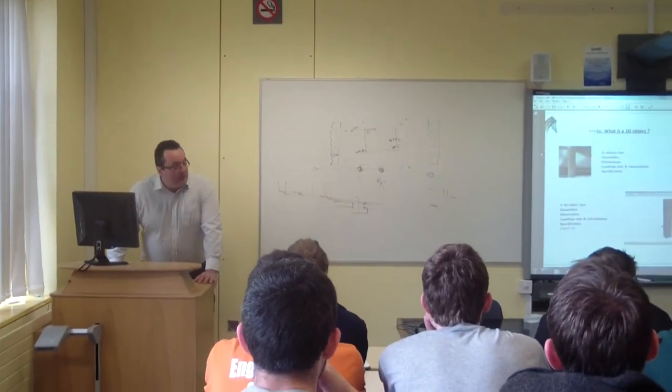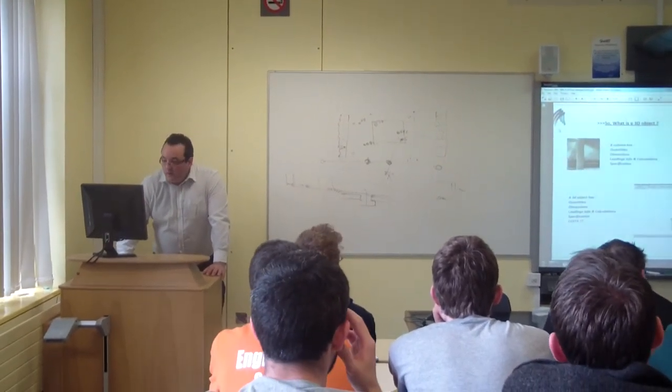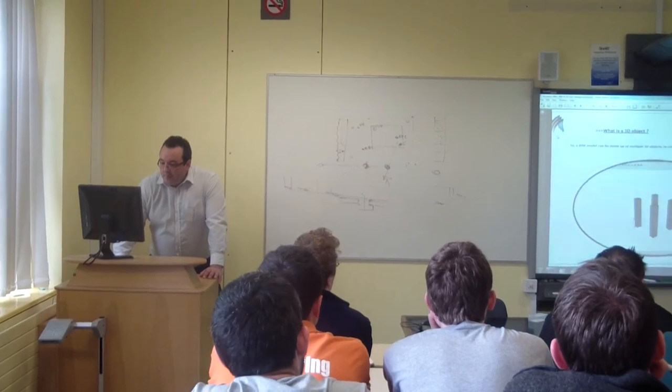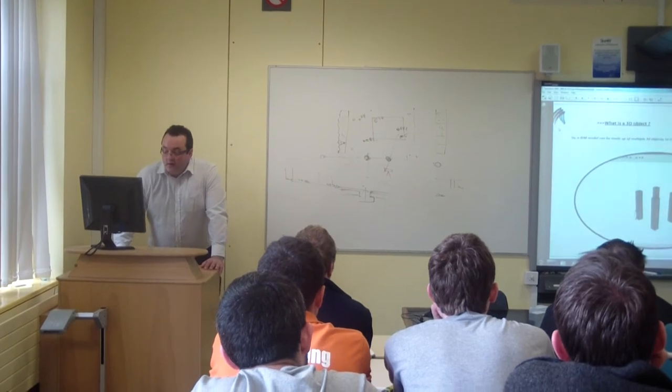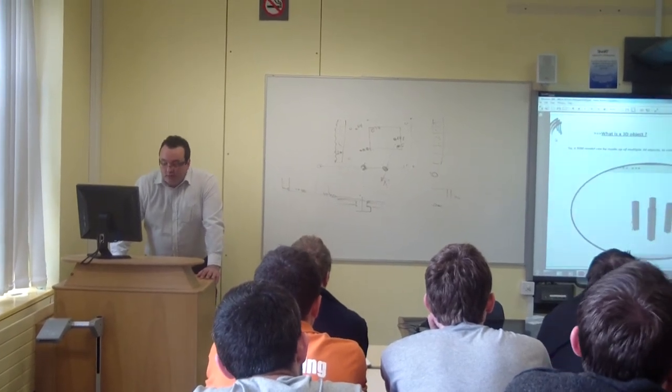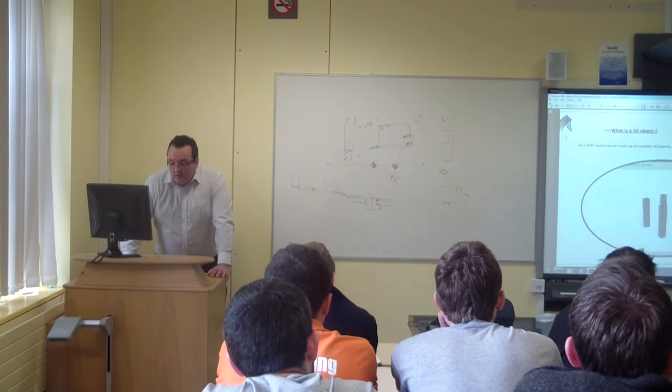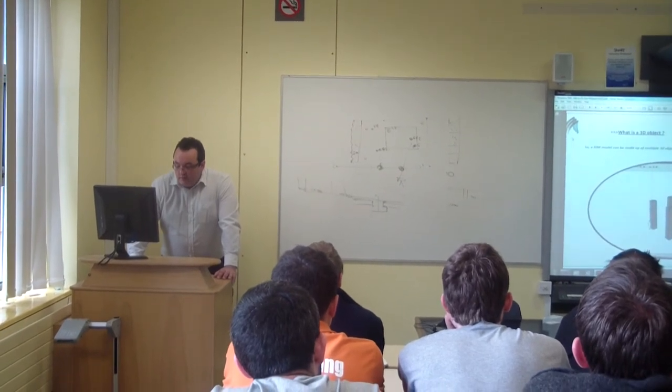All right, so that's 3D objects. A BIM model can be made up of multiple 3D objects to create a 3D model. So there's a set of columns there. You have to look at men, machinery, and materials. Back to costs again.